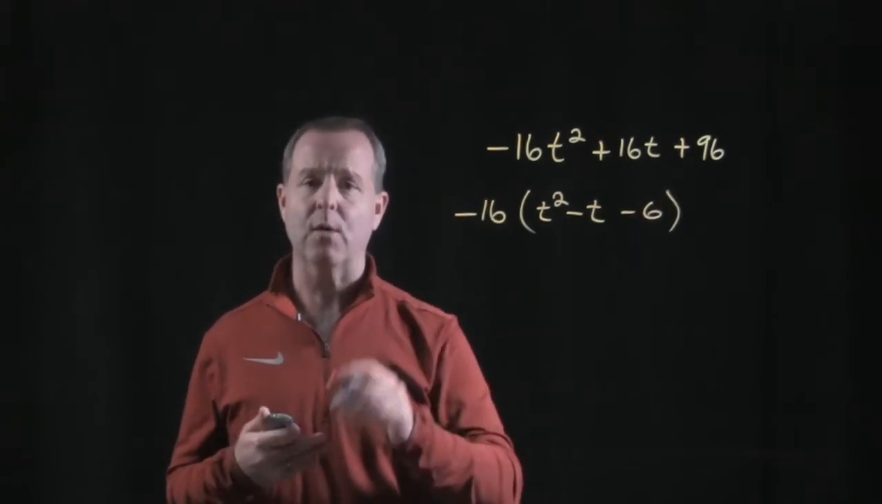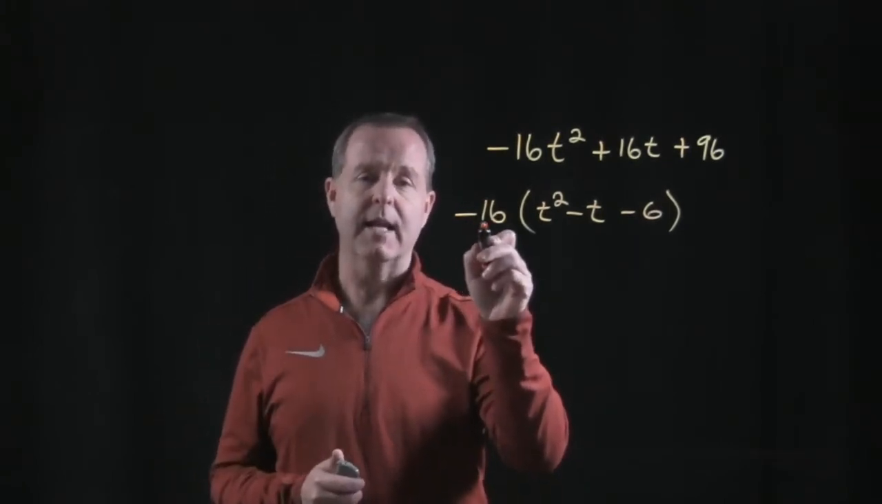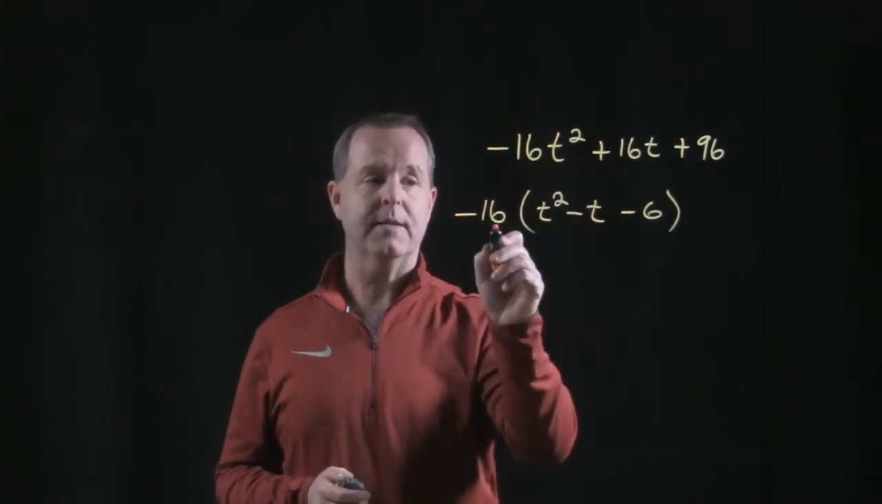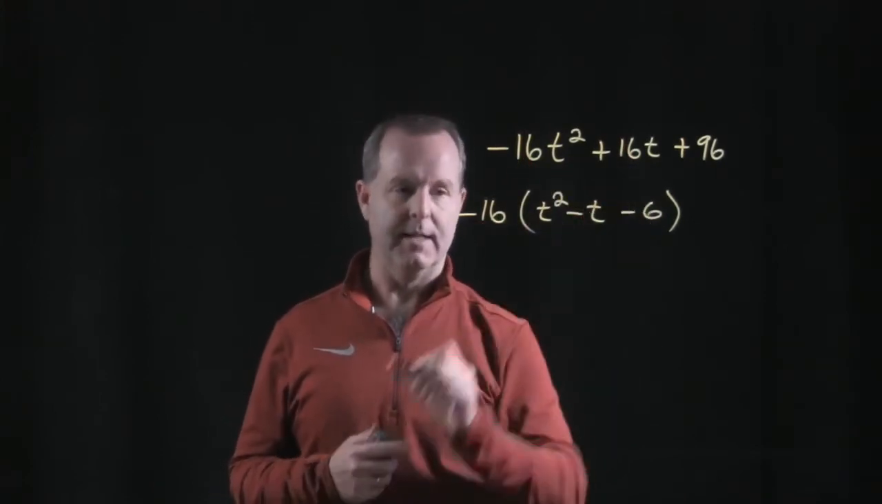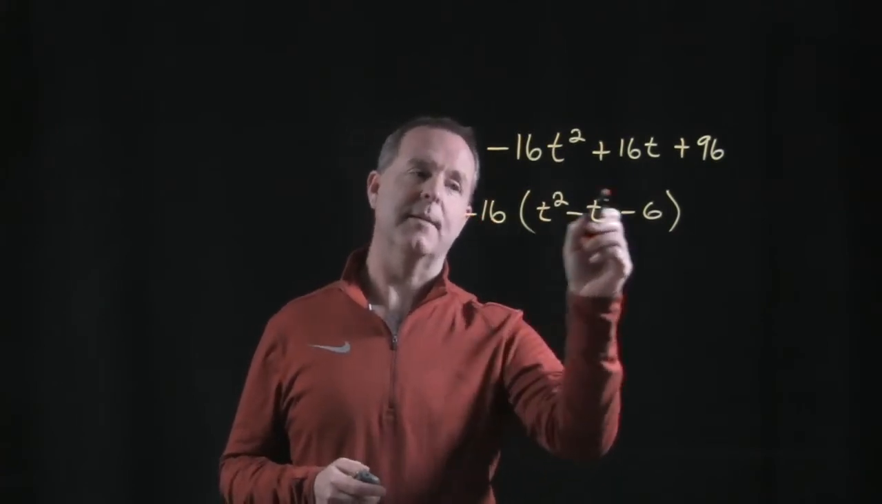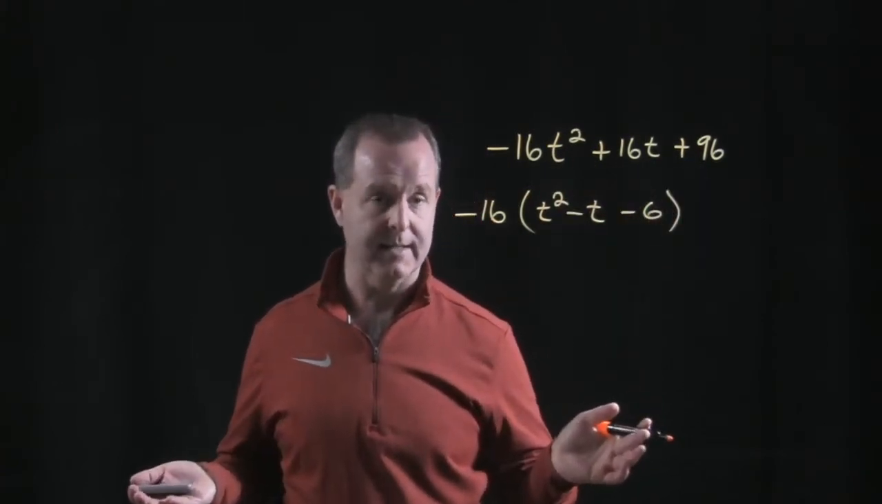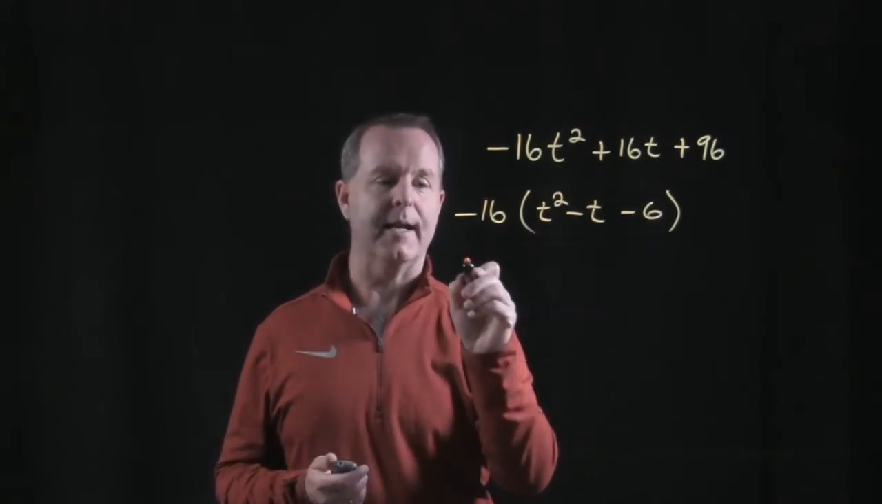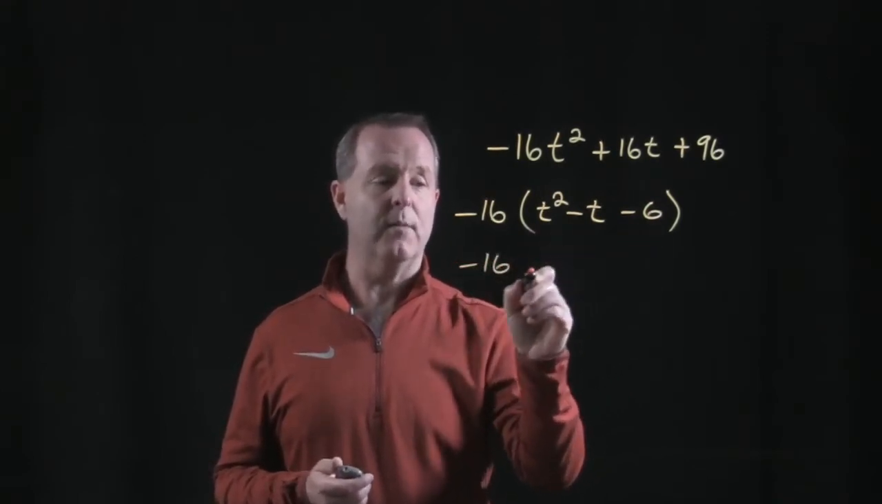Let's just double check and work our way backwards as a check. Negative 16 times t squared, negative 16t squared. Negative 16 times a negative t, positive 16t. Negative 16 times a negative 6 equals a positive 96. So that checks. Can we continue to factor? Yes, we can. So let's look at this trinomial.